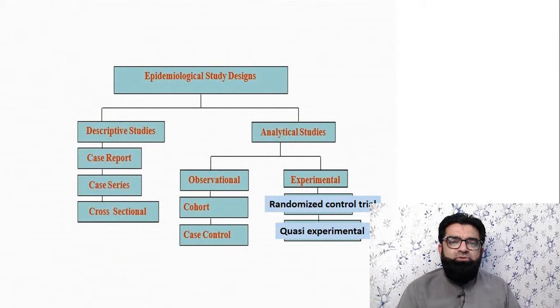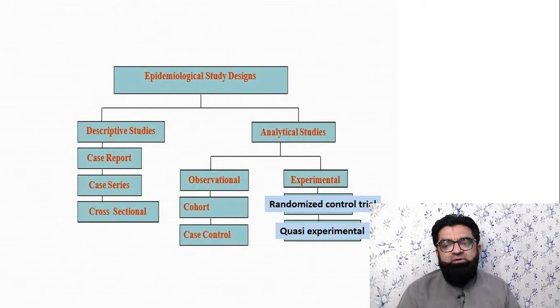Whenever you want to study designs, you will come across this picture, a very detailed and very descriptive one. At first look, you can see that it is divided into descriptive studies and analytical studies. Descriptive studies are further divided into case report, case series, and cross sectional studies. And analytical studies are either observational or experimental.